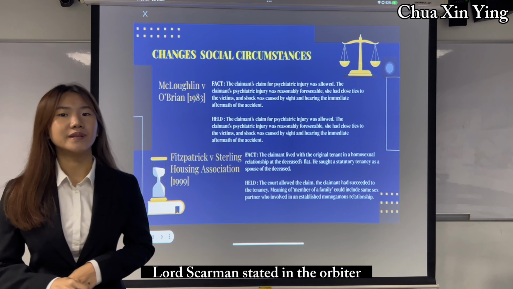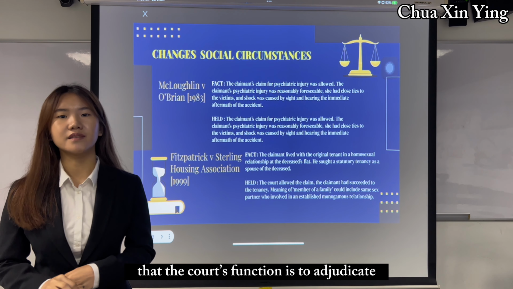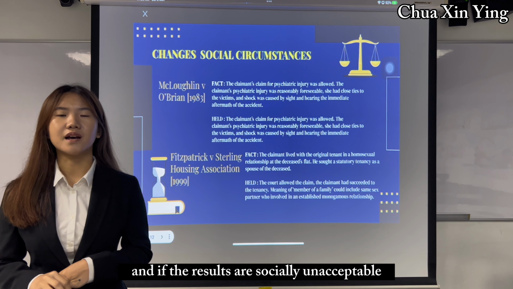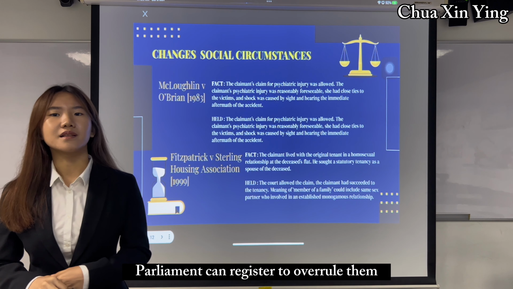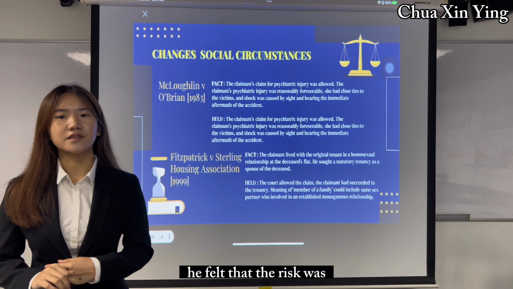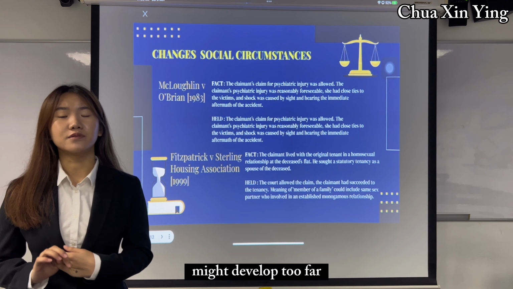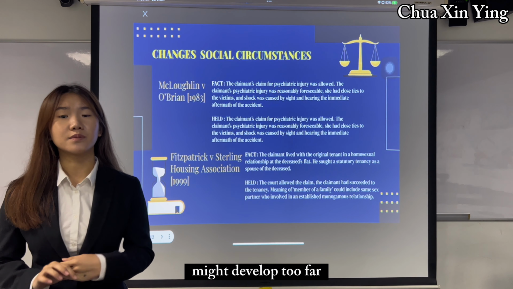Lord Browne-Wilkinson stated in this case that the court's function is to adjudicate according to principle, and if the results are socially unacceptable, Parliament can legislate to overrule them. He felt that the risk was not that case law might develop too far, but that it stood still and did not therefore adapt to the changing needs of society. Besides, a case where the judges did eventually show themselves willing to change the law in the light of social change is Fitzpatrick v Sterling Housing Association 1999.